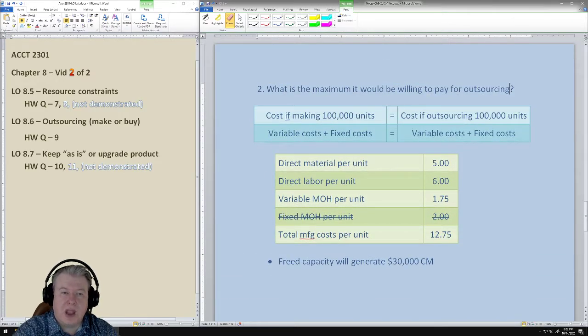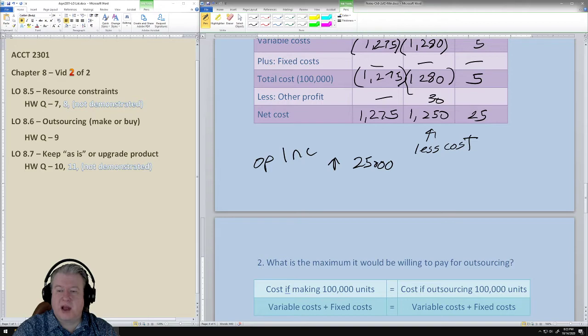Okay. So there's another part of this, and it's an interesting thing, but fairly straightforward, even though it may seem a little complicated on the surface. The question is, what is the maximum the company would be willing to pay for outsourcing? In other words, under this scenario, we would reduce our costs by 25,000 in operating income. So what's the maximum we pay? Well, the maximum we would pay is where this essentially goes away, where what we buy it for is what it would cost us internally.